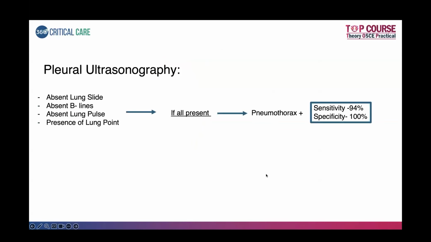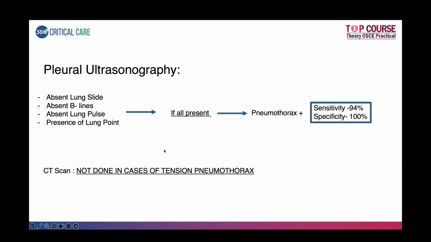So pleural ultrasonography, the usual findings that need to be there are absent lung slide, absent B lines, absent lung pulse, and a presence of a lung point. If all are present, it indicates pneumothorax with very good sensitivity and specificity. The sensitivity is 94% and specificity is 100%.